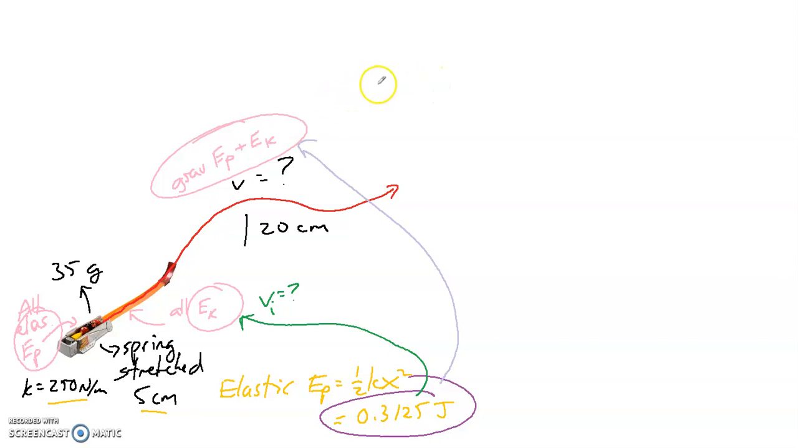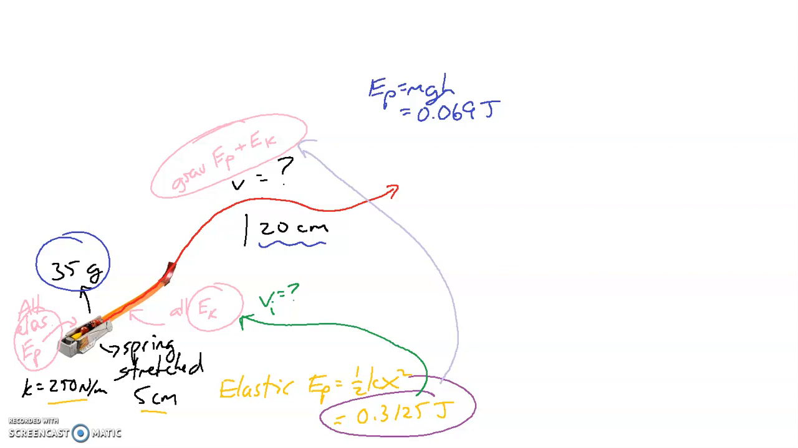Up here, the car has potential energy equal to mgh. So I've got the mass of the car, make sure you change it into kilograms. I've got the g value, and the height of 20 centimeters, make sure you put that into meters. If I calculate that, I've got 0.069 joules of gravitational potential energy. Okay, so now let's piece things together.